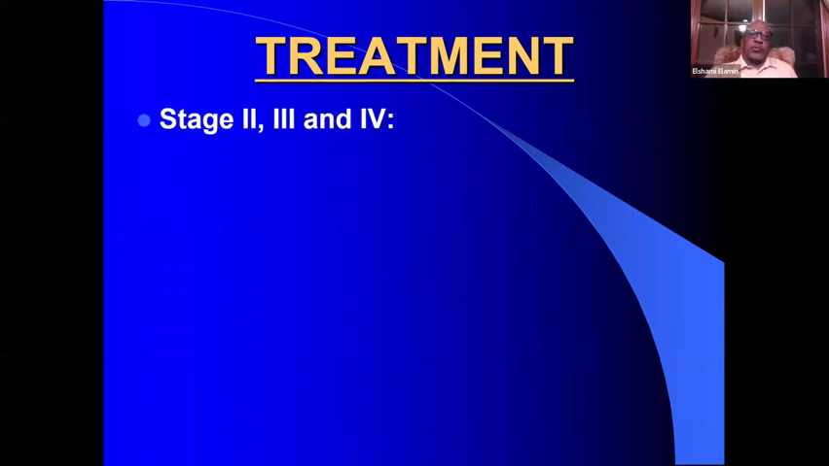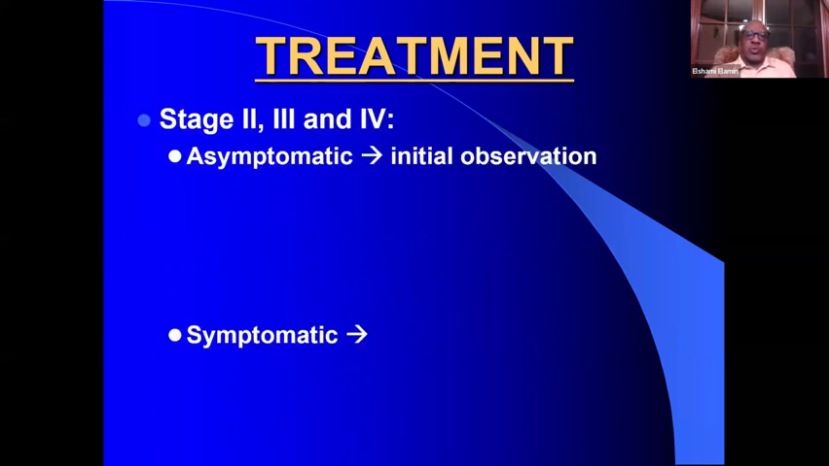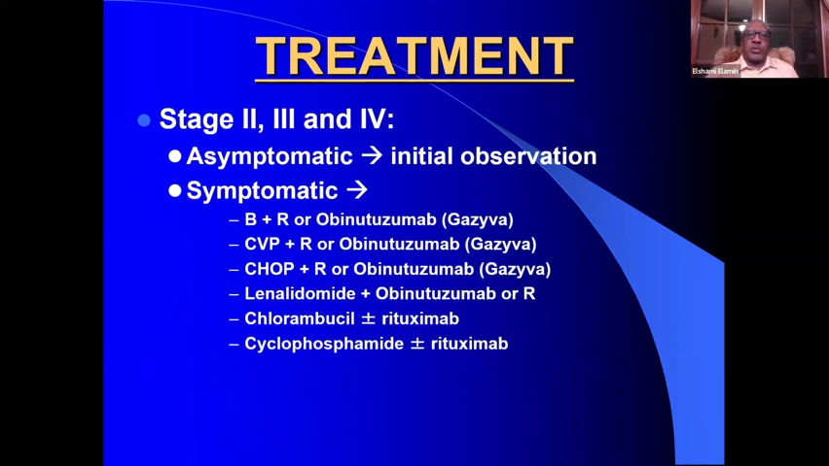What about stage 2, 3, and 4? Asymptomatic, initial observation, symptomatic, here are the options, many options. Bendamustine rituximab with or Gazyva, another new anti-CD20. CVP with rituximab and Gazyva. R-CHOP with rituximab or Gazyva. Lenalidomide by itself or with rituximab. Lenalidomide with Gazyva or rituximab, chlorambucil with rituximab, Cytoxan with rituximab. So many options for those patients.